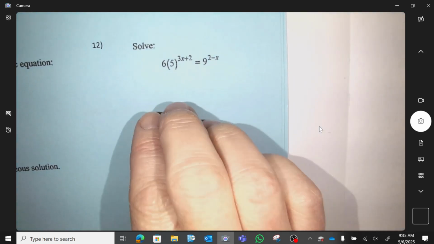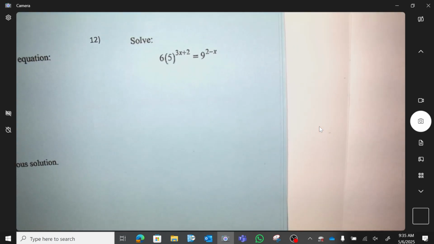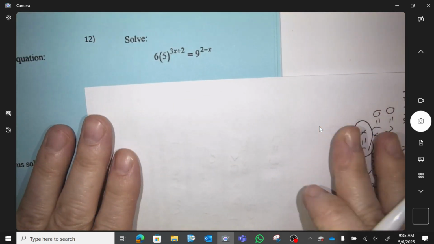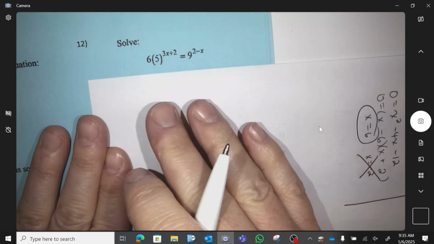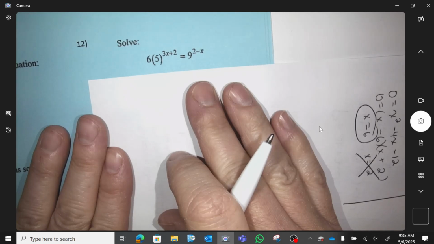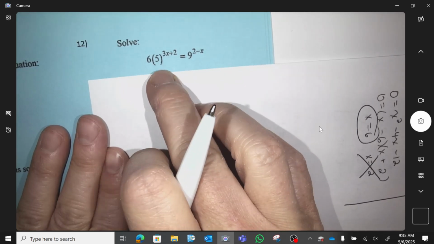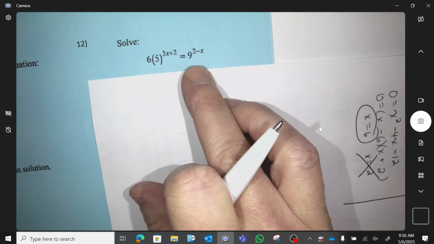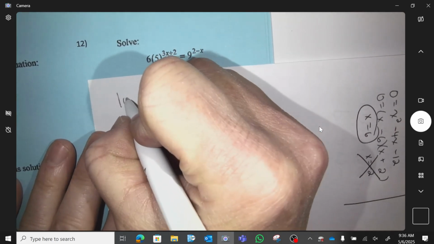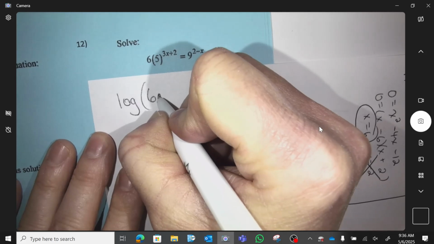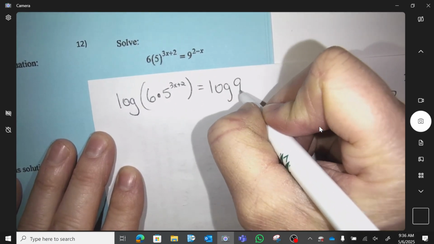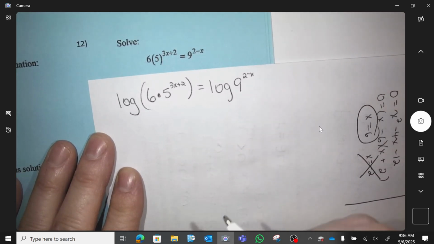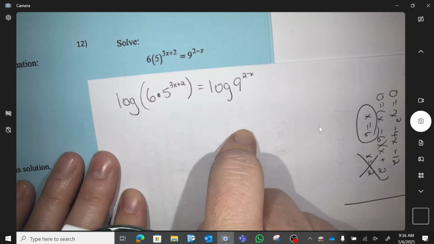Okay, do you want me to do another, let's do one more. This is an exponential, and then I'm going to let you go. Okay, could I ever use the same base property on this one? No. A base of 5, a base of 9, no, nothing in common. So I'm going to log both sides.